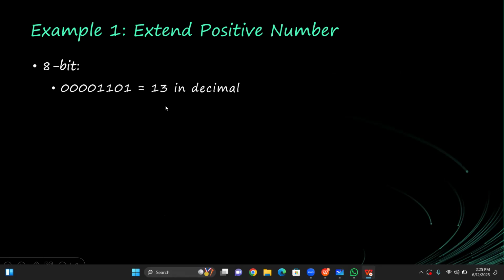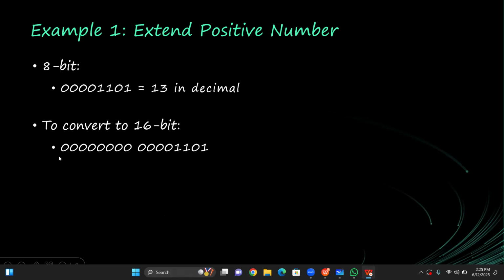So look at this one now. This is 13, all right? And if you want to extend it to 16, this is 8 bits. If you want to extend it to 16 bits, you first of all check the most significant bit, which is 0. That means this is a positive number. So if I want to extend it, I will add all zeros. I will add extra 8 zeros to this one. This is extending it to 16 bits. So the sign bit is 0, so we extend with zeros.